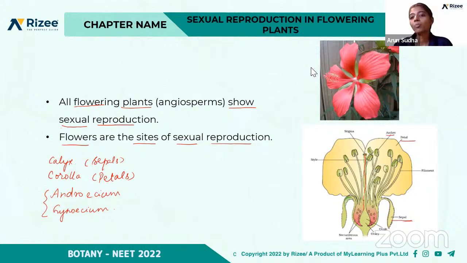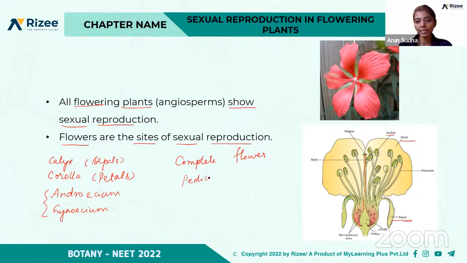So we'll now proceed to the pre-fertilization structures, right? So you are clear with the different whorls. So if all the 4 whorls are present, the flower is called the complete flower. And if any one of the whorls is not present, it is called an incomplete flower. And also we saw in detail about the unisexual and the bisexual flowers, right? So in addition to that, there are different terms like pedicel.